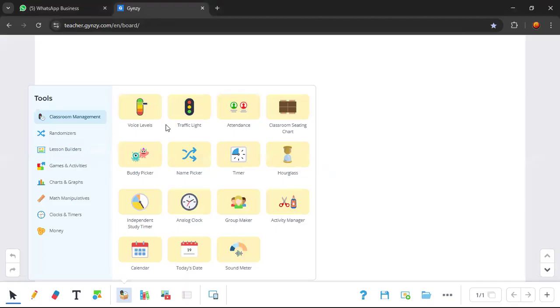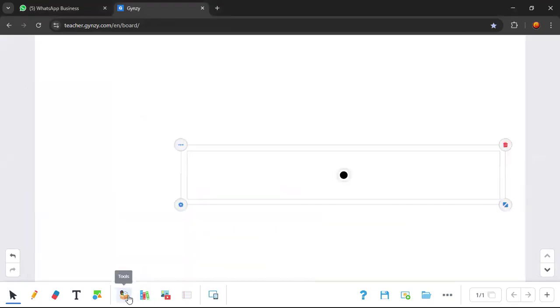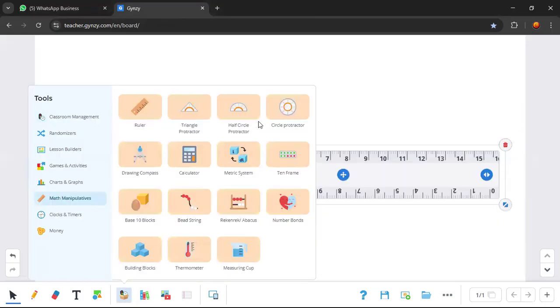Right, hope you can see this one. So I'll take my ruler and I will take my drawing compass.